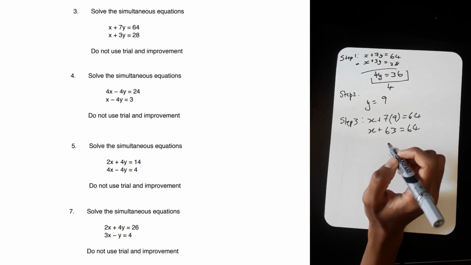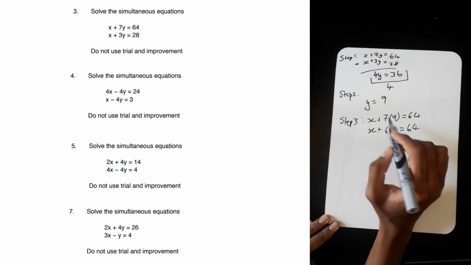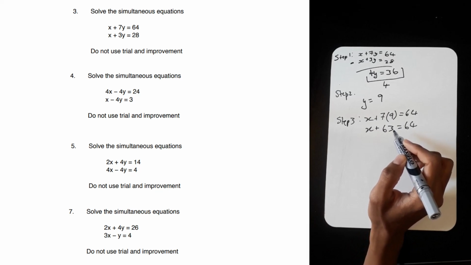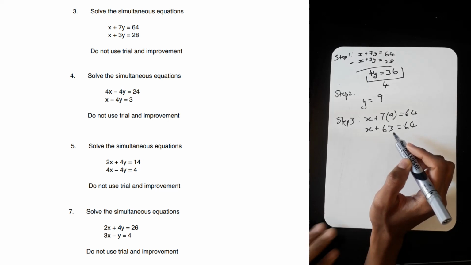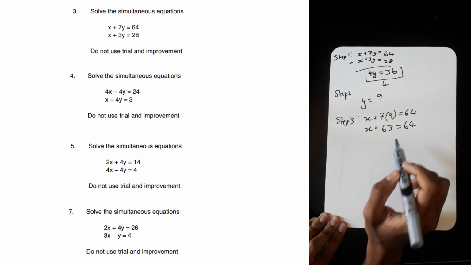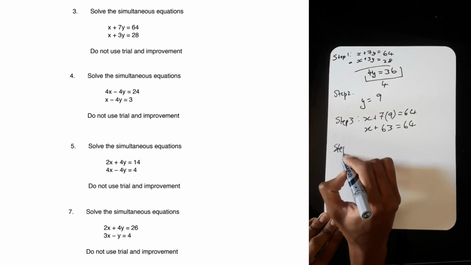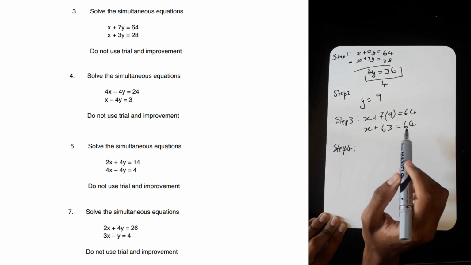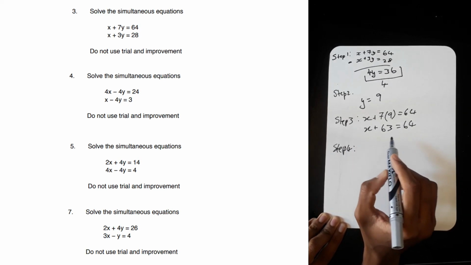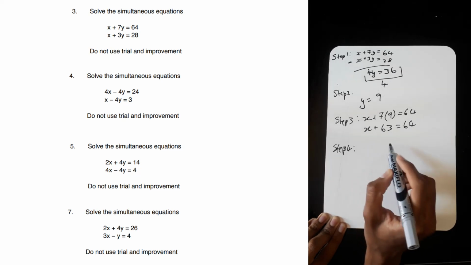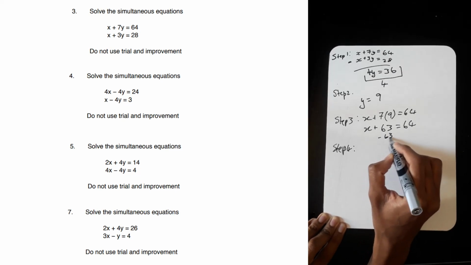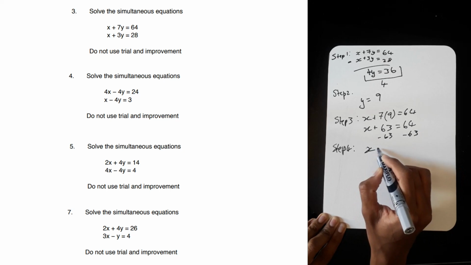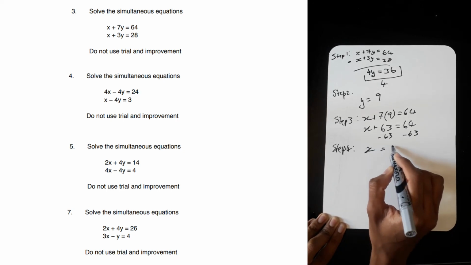And then step 4, like step 3 is plugging in the numbers, right? And then step 4 is solving the equation by making x the subject of the formula. So if we subtract 63 from this side and subtract 63 from the other side, we're going to be left with x equals 1.